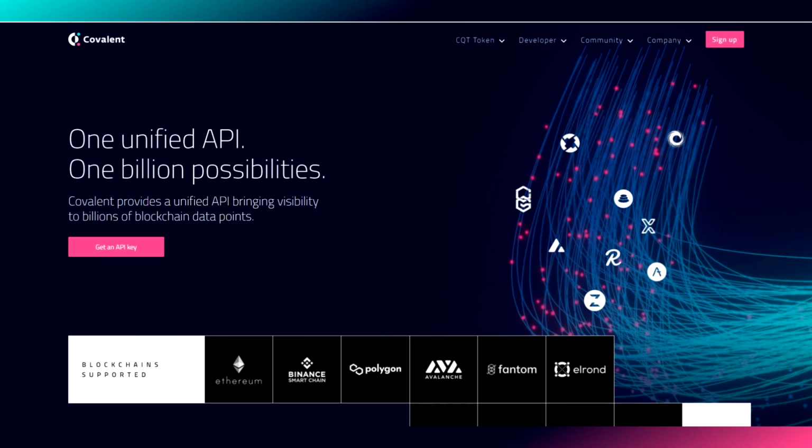Well, today actually not just Avalanche ecosystem, because we're going to look at Covalent. Covalent is kind of like a data service for multiple blockchains, including Avalanche.